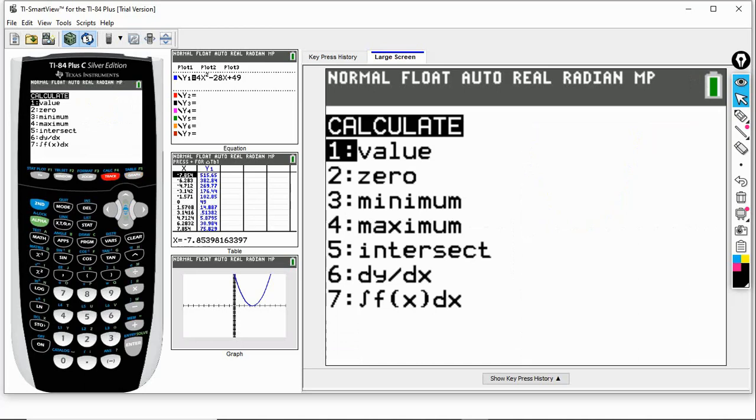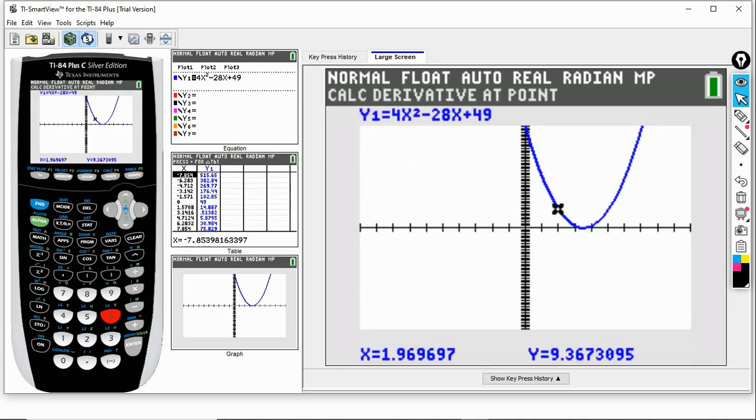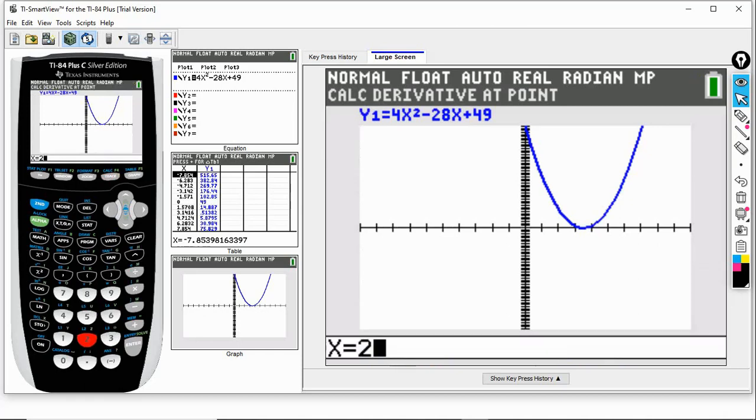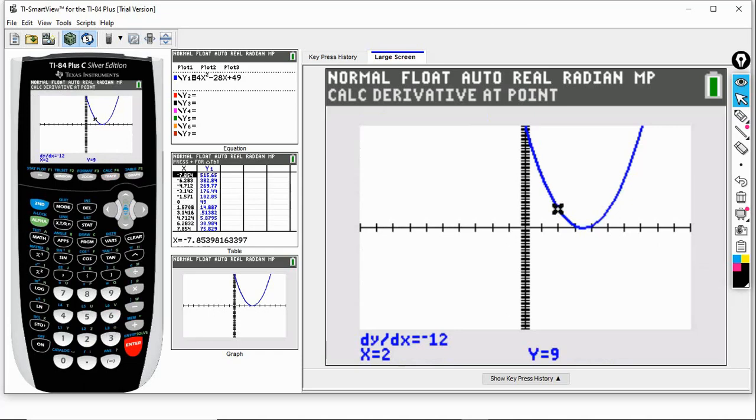And number 6, dy over dx, the derivative. And let's say at point x equals 2, so we type 2 and just hit enter. So there we go. The same result, right? At x equals 2, which we have right there, this is 2 here.